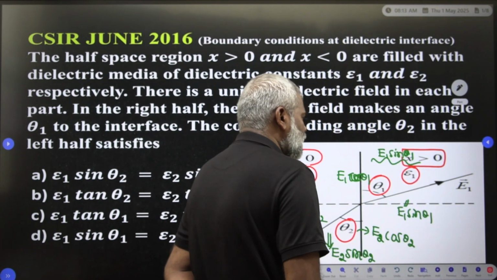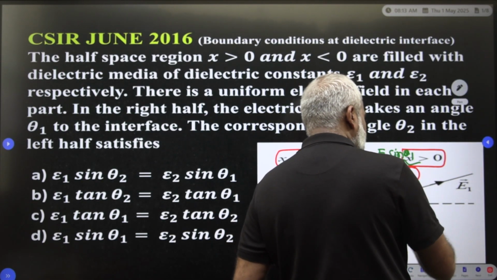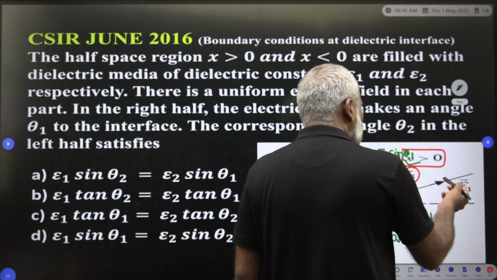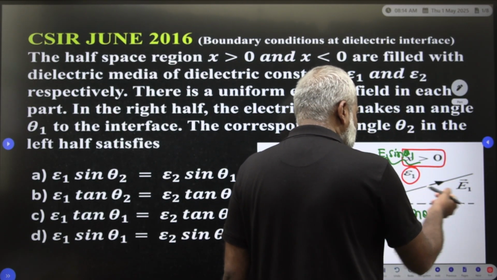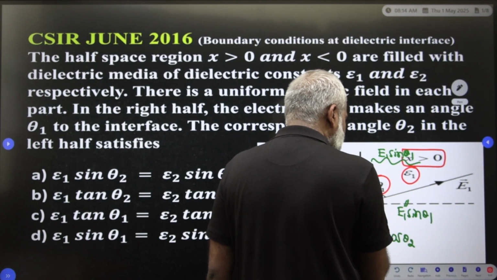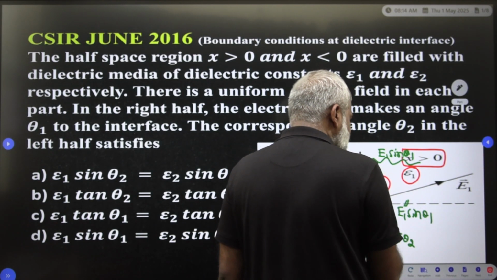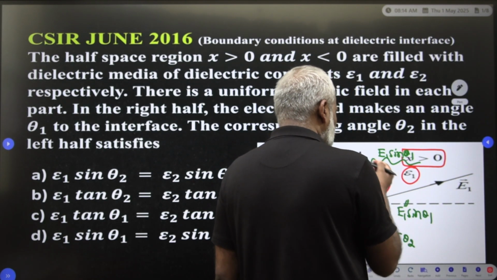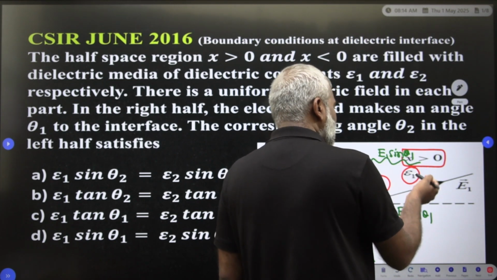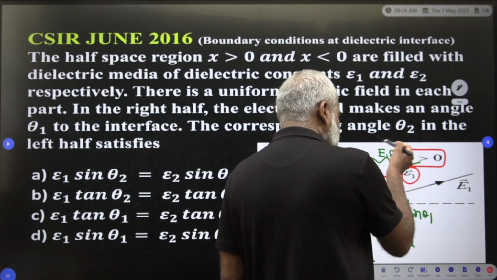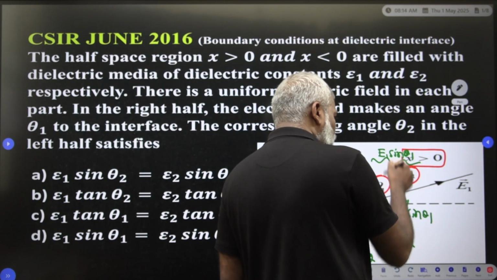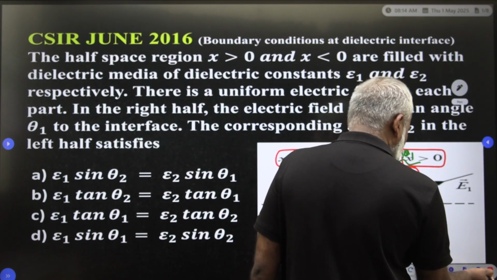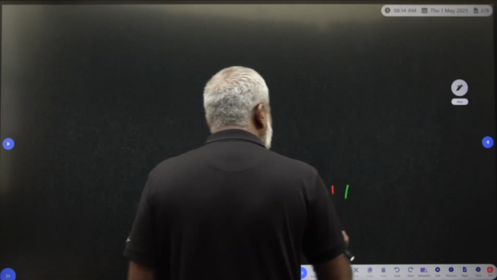Now, the electric field is going in this direction. So what is the normal component of the electric field at this interface? The normal component is E1 cos theta 1. At the same time, E1 sin theta 1 is the tangential component of the electric field. Now you have to apply the boundary conditions.